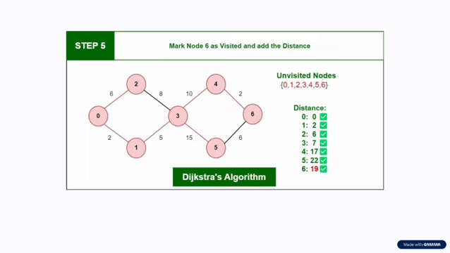Step 5. Again, move forward and check for the adjacent node, which is node 6. So mark it as visited and add up the distance. Now the distance will be node 0 to node 1, node 1 to node 3, node 3 to node 4, node 4 to node 6. That is 2 plus 5 plus 10 plus 2 is equal to 19. So the shortest distance from the source vertex is 19.